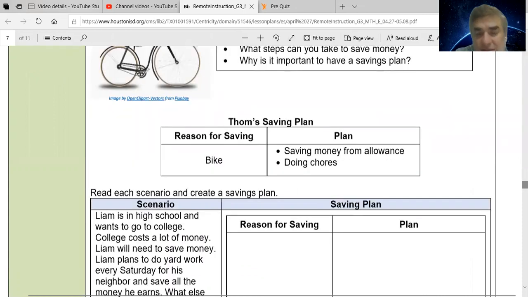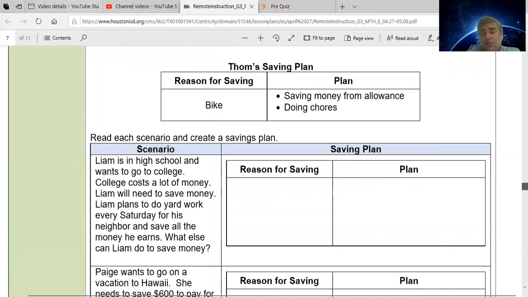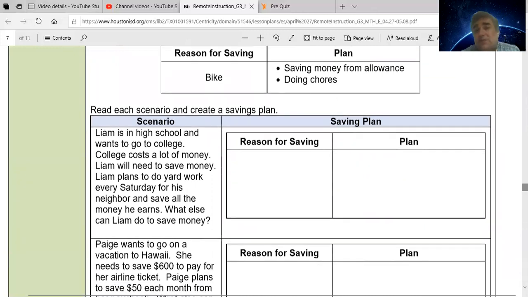Tom's saving plan. Reason for saving: to buy a bike. Plan: saving money from allowance. That's the money that some parents give to their kids for being good, or doing chores at home. Also, sometimes kids work doing backyard work or gardening work, mowing the lawn, picking up the leaves, brooming the driveway, the sidewalk, these kinds of things. And sometimes you could get some money for it, and you can save that money instead of spending it.